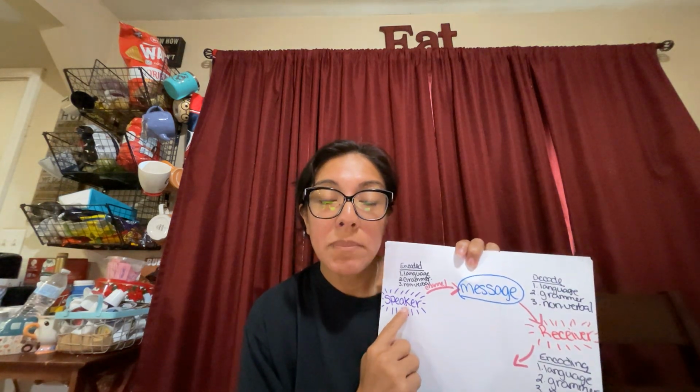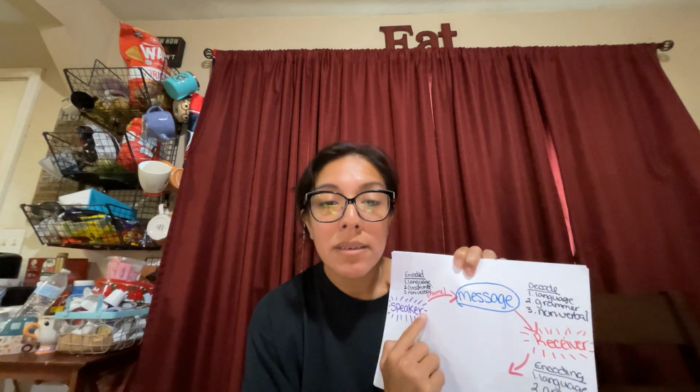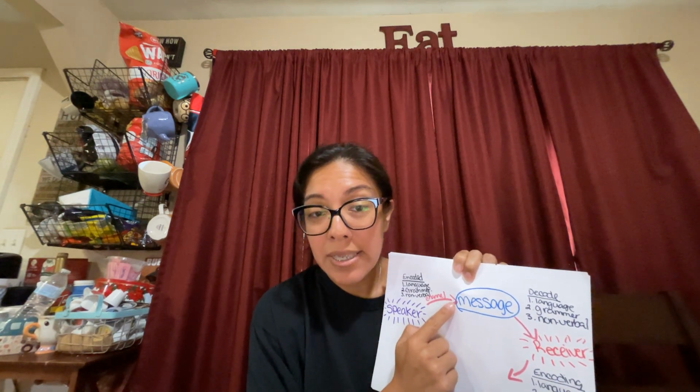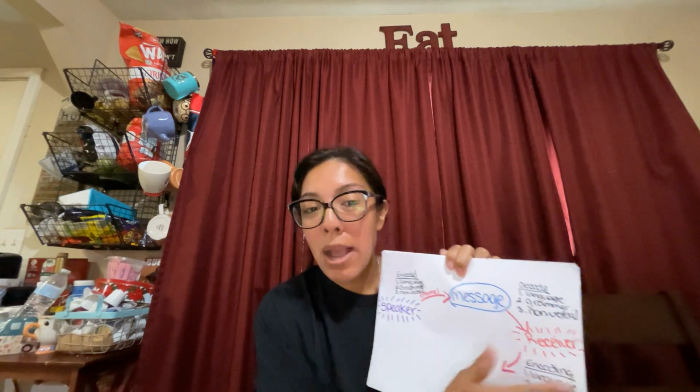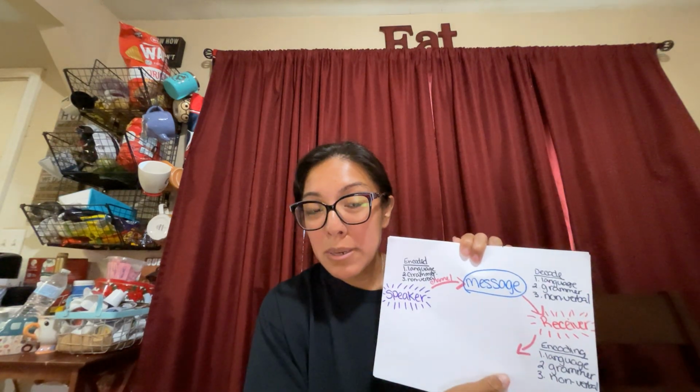So that would be encoding, and that is the same three elements: language, grammar, and nonverbal. So the speaker types out their message. It goes through the channel. After they hit send, the message pops up on the receiver's phone or iMessage or email or however, or in person, even if you're talking in person. Everything still has to go through a process.